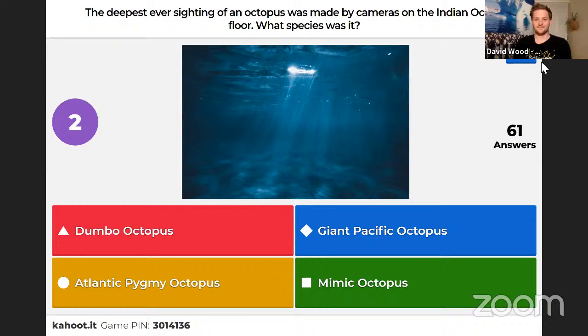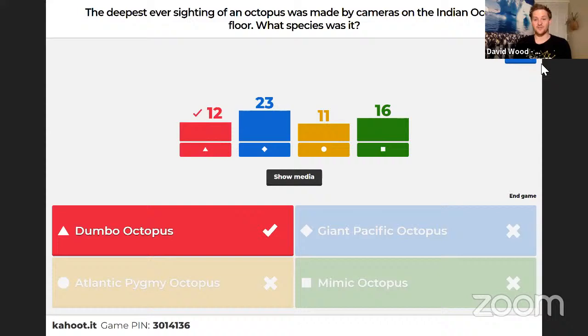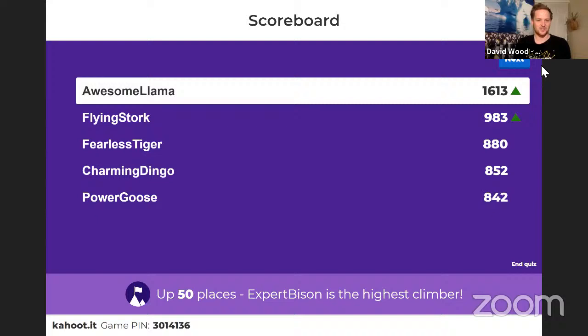It was a Dumbo octopus. If you've not seen a Dumbo octopus, they have these incredible what look like ears sticking out, a little bit like Dumbo, that they can use to navigate at those deep depths. They're very cute looking little octopuses down there. So let's go on to our next question. Fearless Tiger, oh no, Awesome Llama, first place by a country mile.